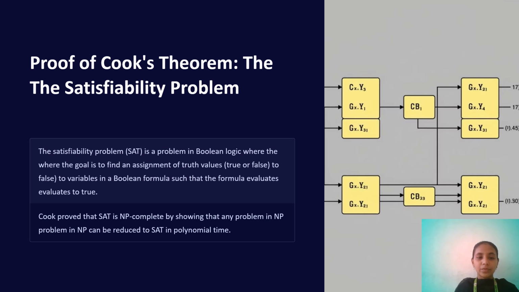Proof of Cook's theorem. The satisfiability problem, SAT, is a problem in Boolean logic where the goal is to find an assignment of truth values, true or false, to variables such that a Boolean formula evaluates to true. Boolean means true or false. Cook proves that SAT is NP-complete by showing that any problem in NP can be reduced to SAT in polynomial time.